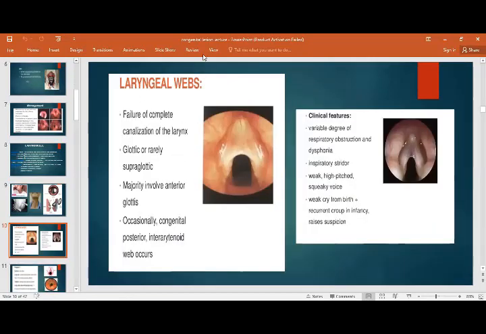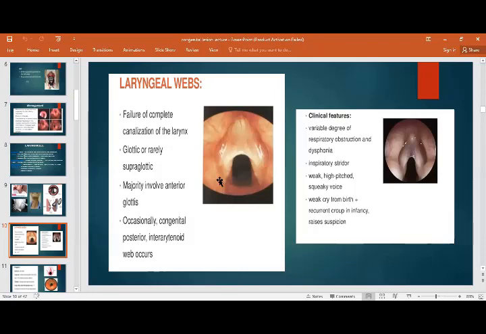Now coming to laryngeal webs. As you can see in this picture, these are basically the two vocal cords, and you can easily see this is a web. So what is basically a laryngeal web? Failure of complete canalization of the larynx. This mostly occurs in the glottis and very rarely in the supraglottic region. And as you can see, this is a part which almost occupies the two vocal cords.